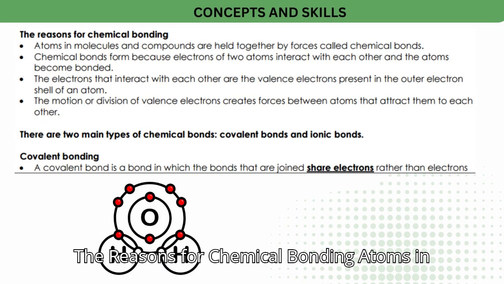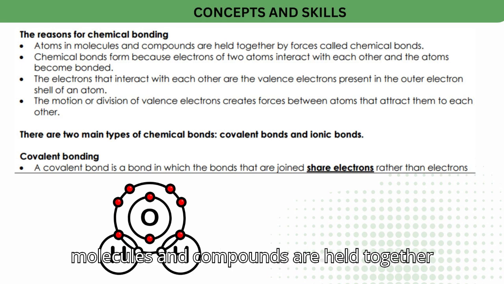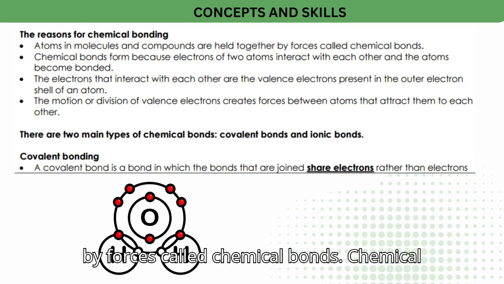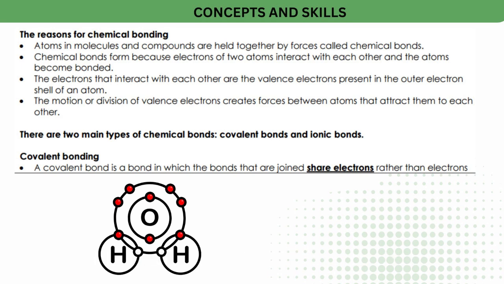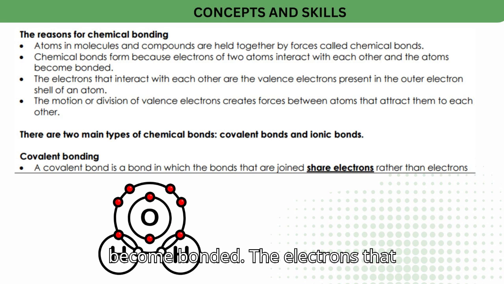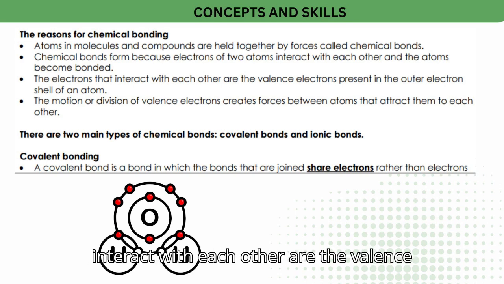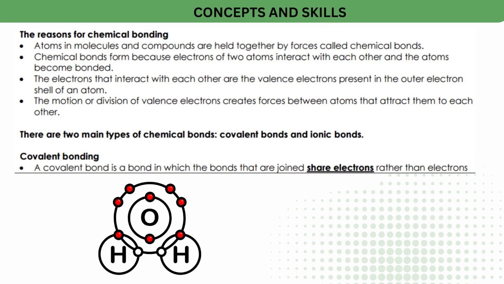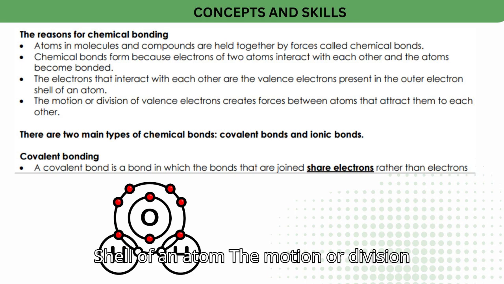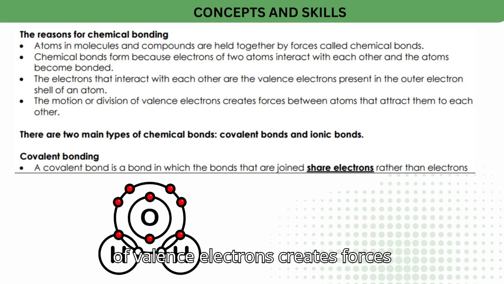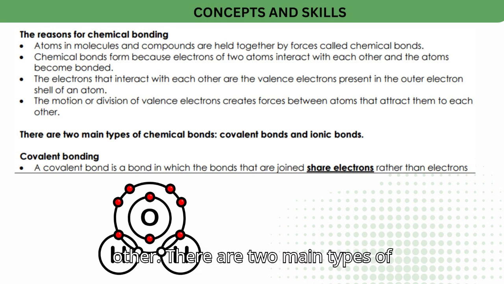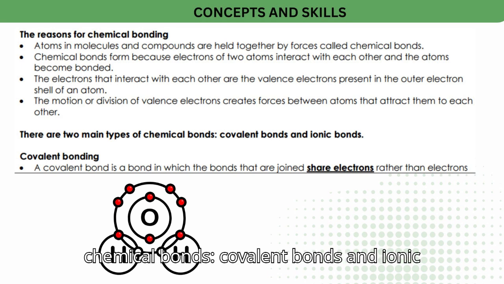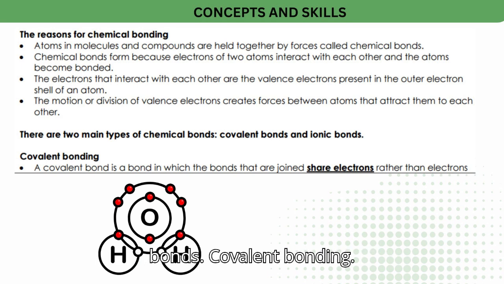The reasons for chemical bonding. Atoms in molecules and compounds are held together by forces called chemical bonds. Chemical bonds form because electrons of two atoms interact with each other and the atoms become bonded. The electrons that interact with each other are the valence electrons present in the outer electron shell of an atom. The motion or sharing of valence electrons creates forces between atoms that attract them to each other. There are two main types of chemical bonds, covalent bonds and ionic bonds.